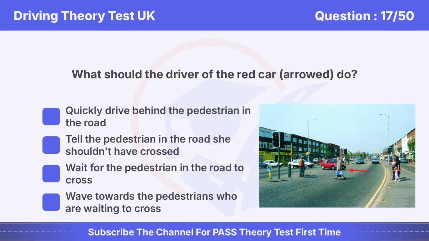Question 17. What should the driver of the red car, arrowed, do? Option A. Quickly drive behind the pedestrian in the road. B. Tell the pedestrian in the road she shouldn't have crossed. C. Wait for the pedestrian in the road to cross. D. Wave towards the pedestrians who are waiting to cross.